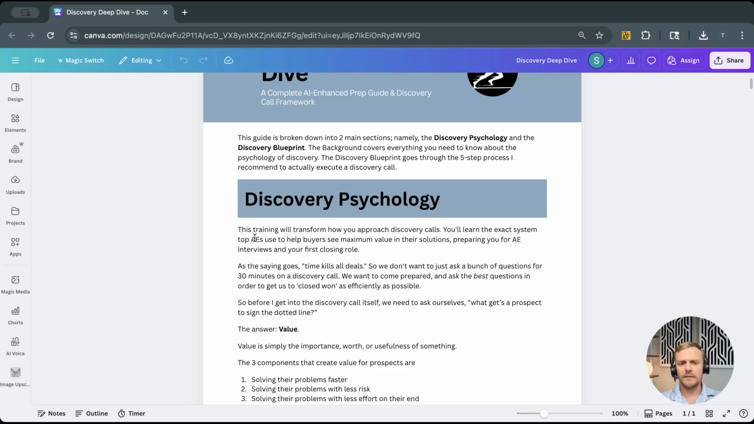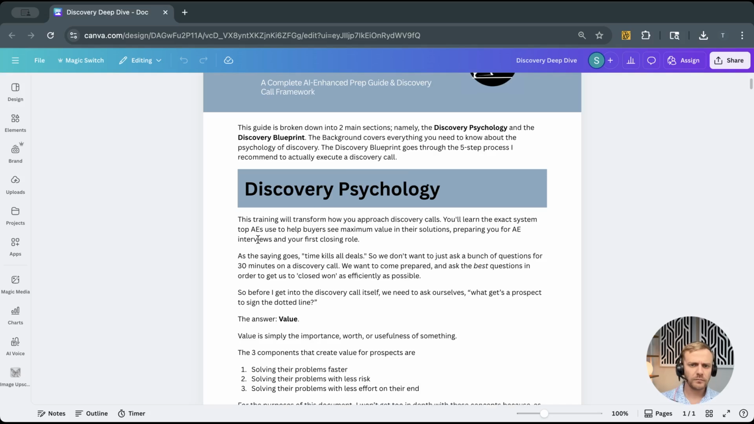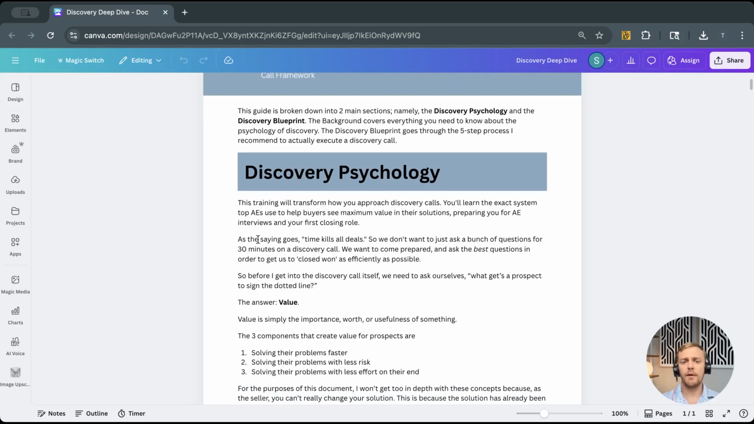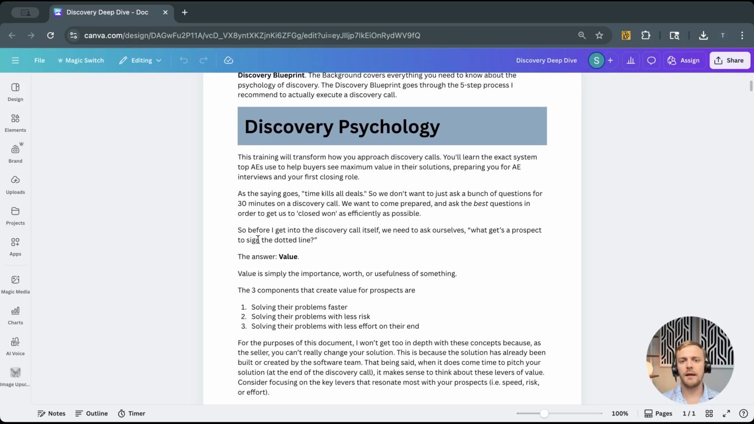So again, this is the exact system top AEs use to help buyers see maximum value in their solutions. And the goal of this is to prepare you for AE interviews and your first closing role, as well as when you run discovery calls as an SDR. As the saying goes, time kills all deals. And so we don't want to just be asking questions for 30 minutes on a discovery call. We want to come prepared and ask the best questions in order to get us to close one as efficiently as possible.